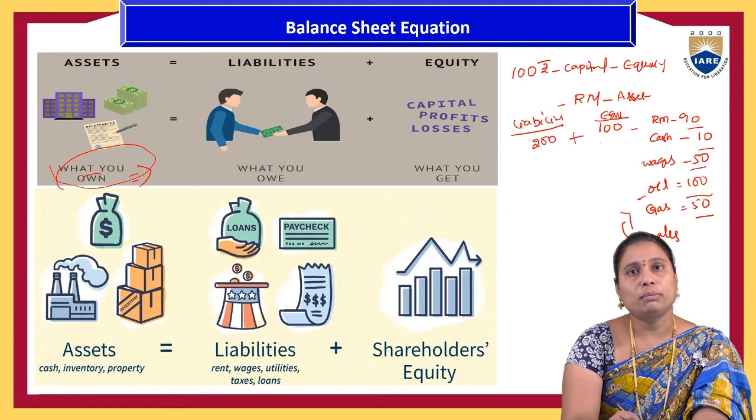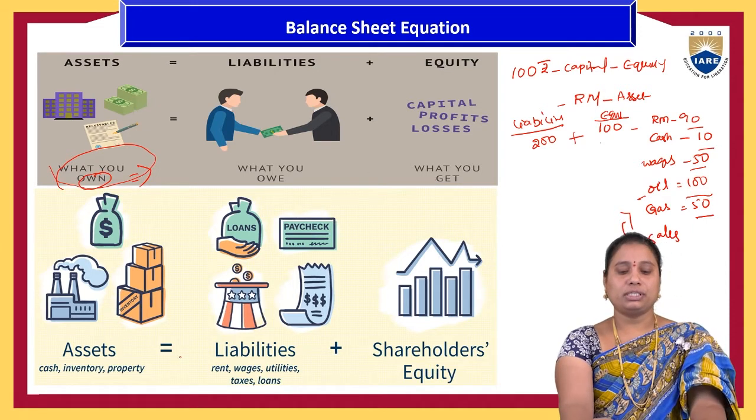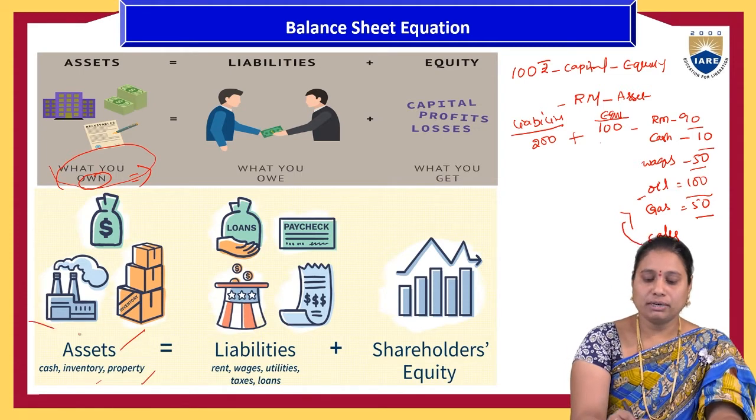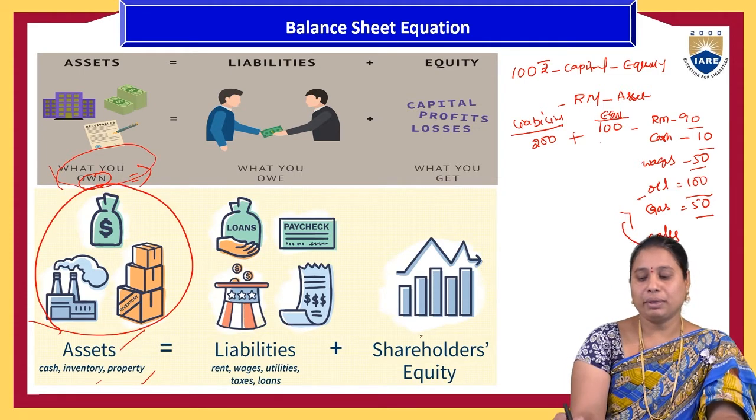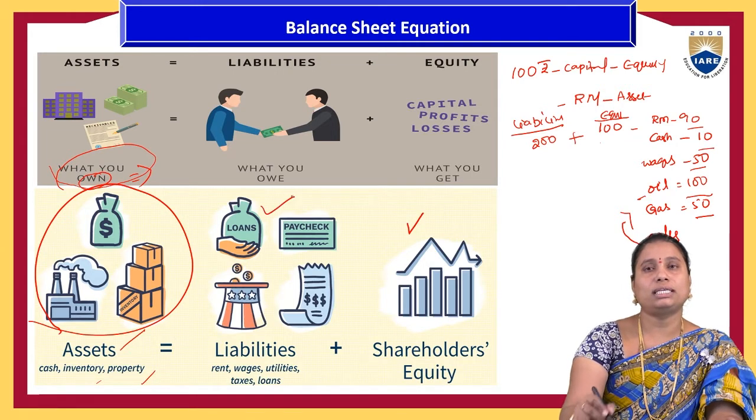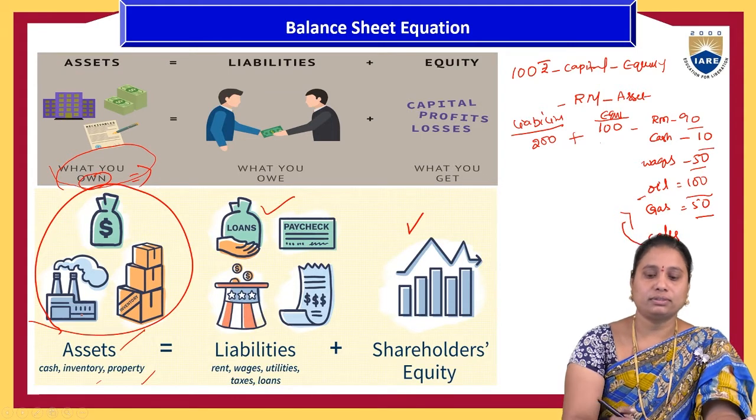What they have gained, what they have owed and what they have invested is going to be mentioned. That is why cash, inventory, property, everything is purchased because of their investments and their loans. So that must be equal under the balance sheet equation.